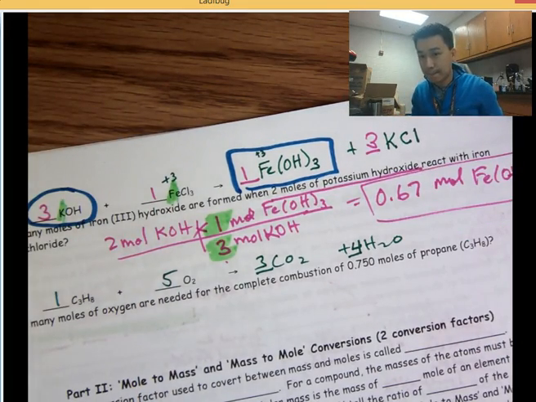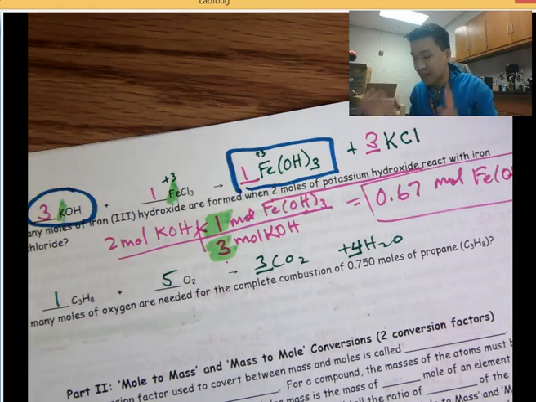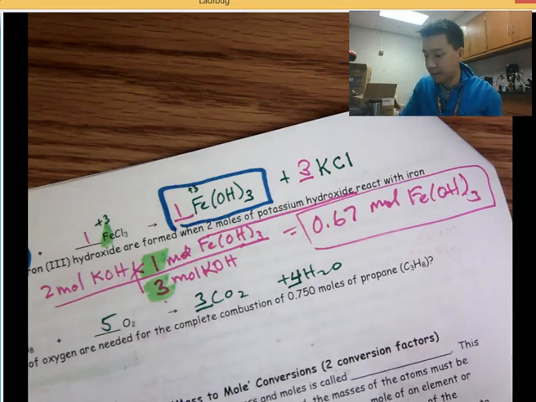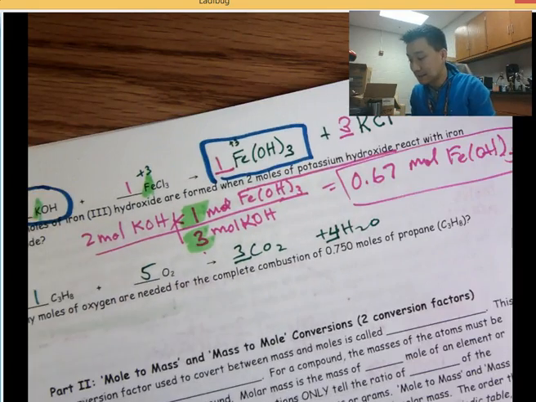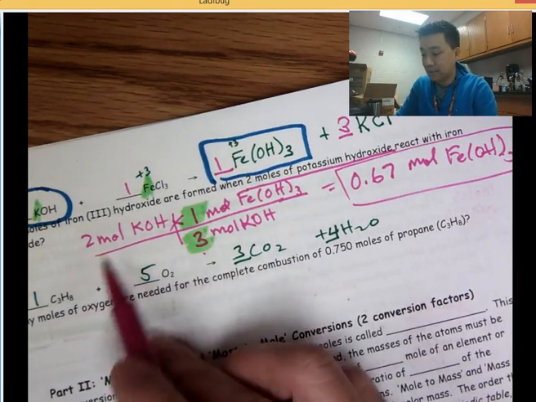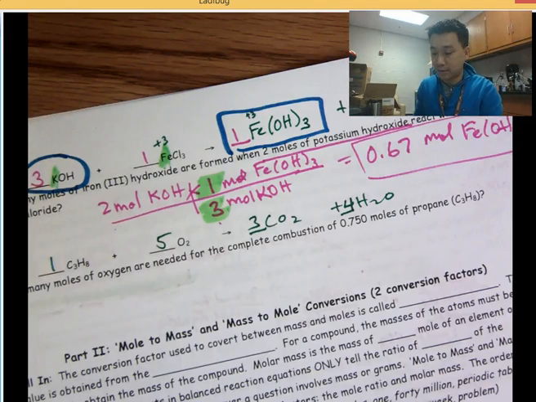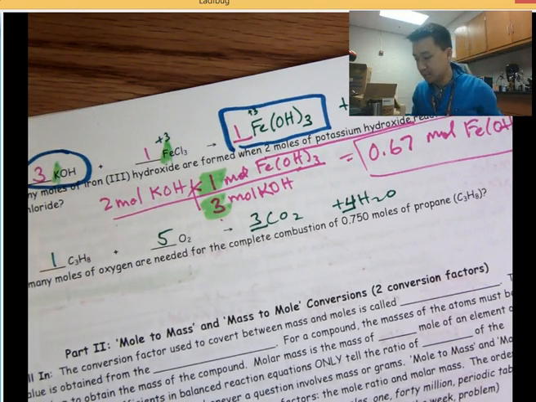Okay? So there is your answer. It answers the question: how many moles of iron 3 hydroxide? And we went from moles of KOH to moles of iron 3 hydroxide.